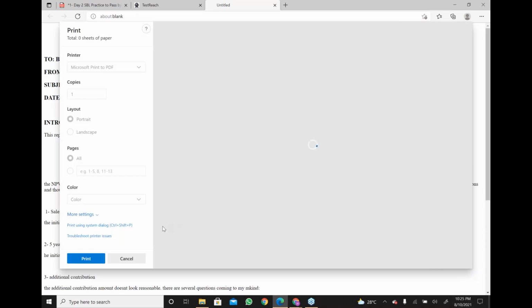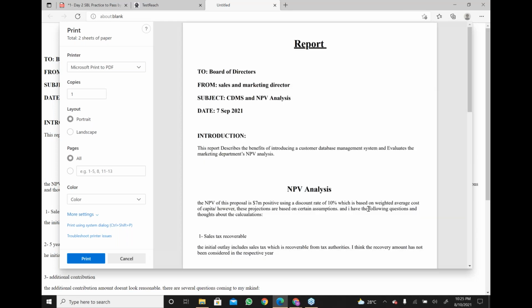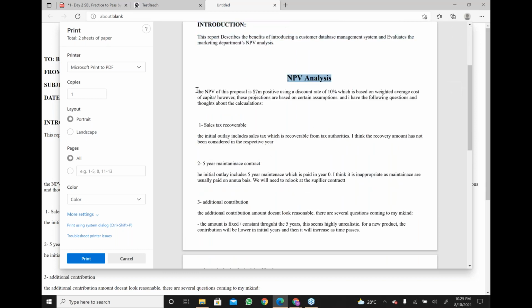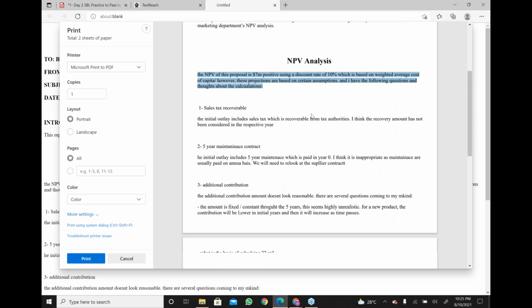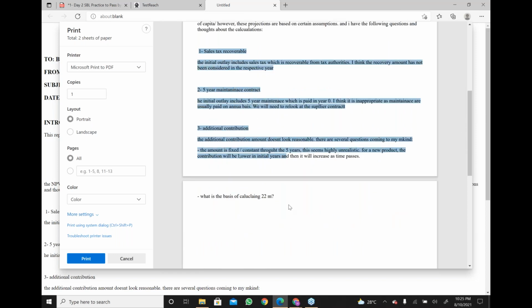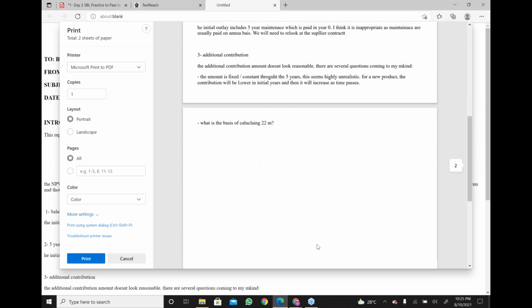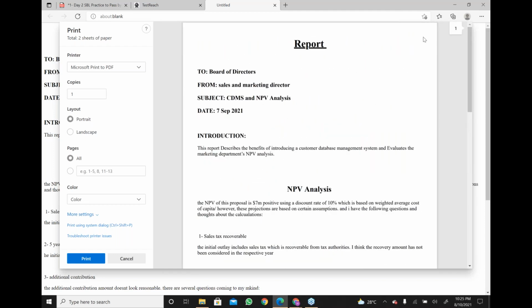Again, I will show you how it looks to the examiner. It looks like this. It says report, and it says board of directors. There's an introduction. There's a broad heading called NPV, and there's an opening paragraph, and then 1, 2, 3, 2 points under 3, so total 4 points there. And I can think of 2 more points. And a nice, good-looking answer for 12 marks.